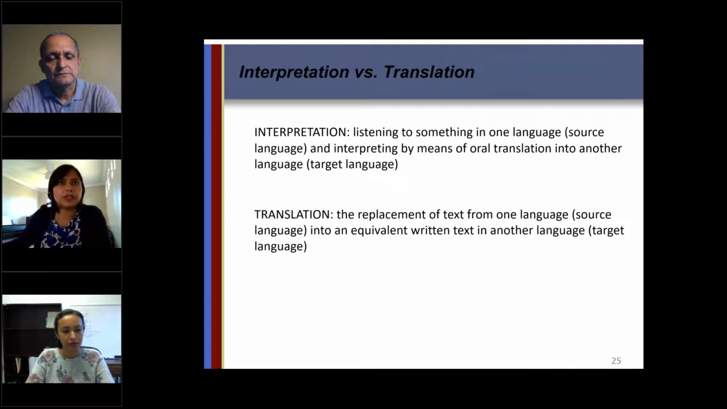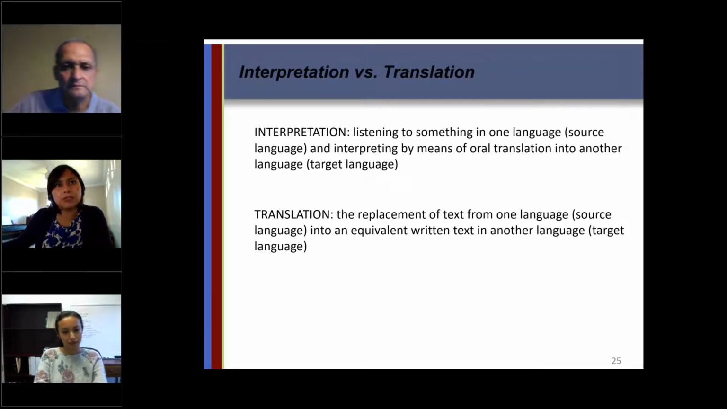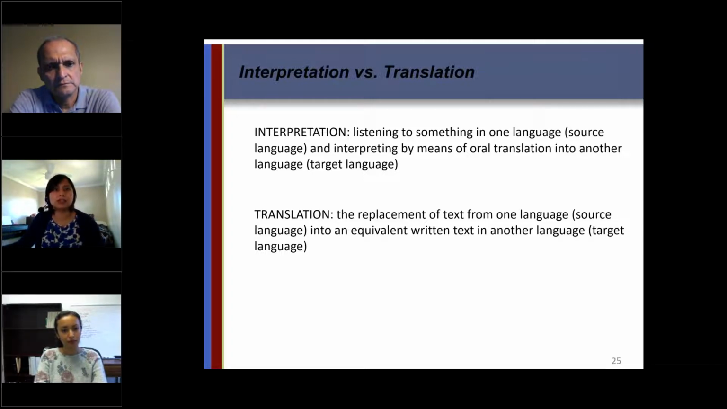Oftentimes there is some confusion between interpretation and translation. So when dealing with translated written documents, a best practice is to back translate. We talked a little bit about this last week. Back translation is the process where one translator translates a document into a target language, and then a second independent translator translates that document back into English, just to make sure that the appropriate meaning has been conveyed.